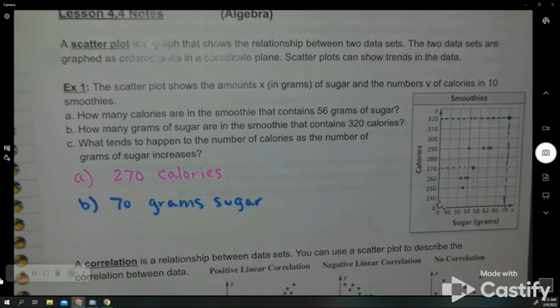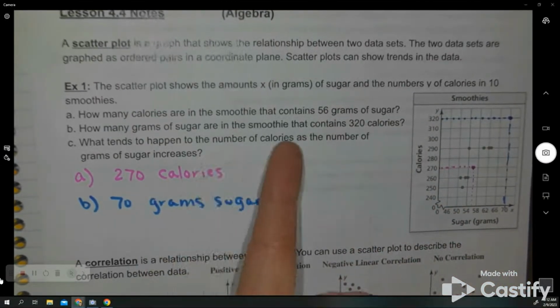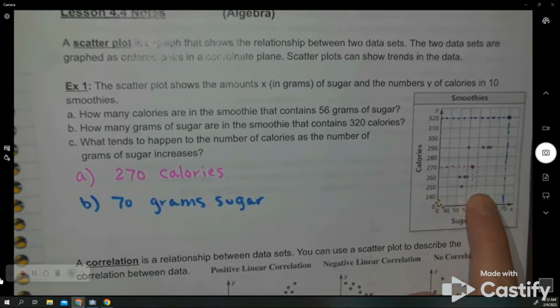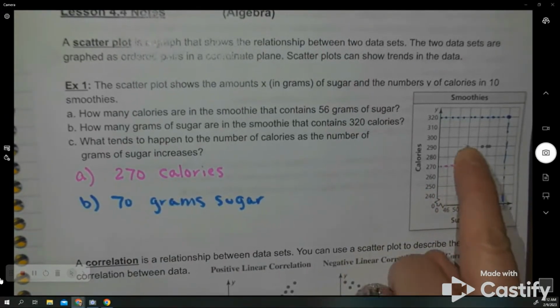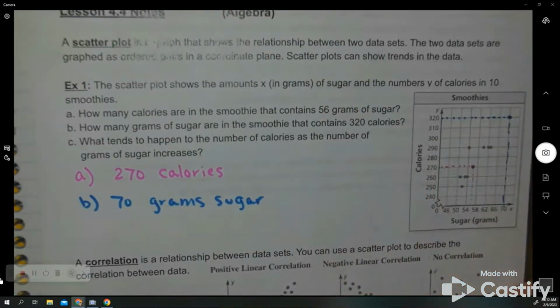So then for part C, it says what tends to happen to the number of calories as the number of grams of sugar increases. So basically you're looking at the graph and seeing what the data shows us, right? So as the grams of sugar increase, as we're going this direction, it looks like each data point goes up as I'm traveling to the right. Now, is it a perfectly straight line? No, but it does look like those points are going in an upwards direction.